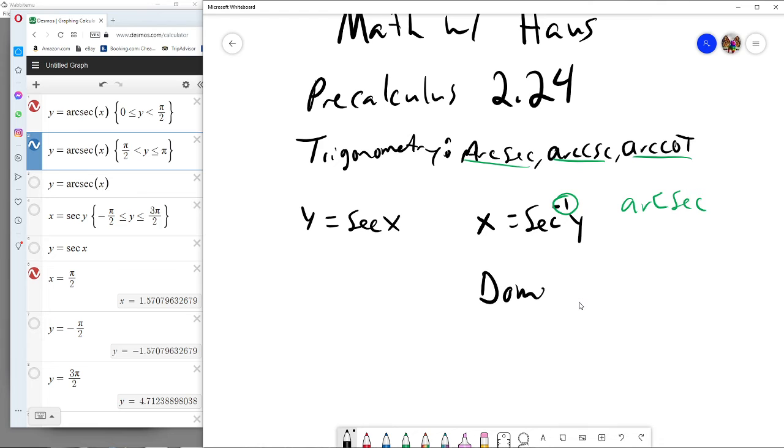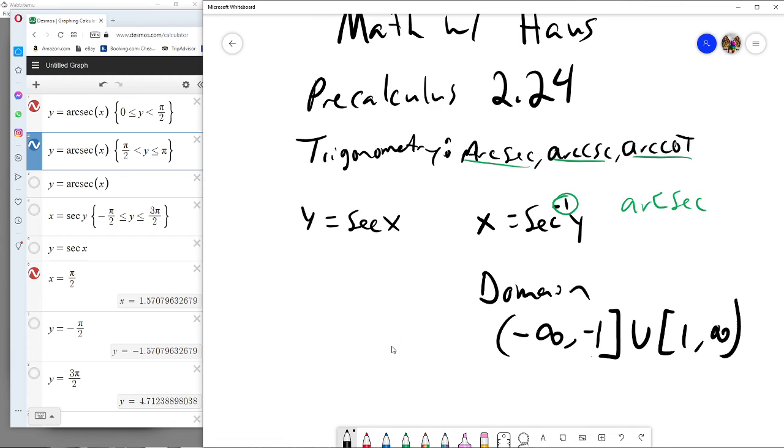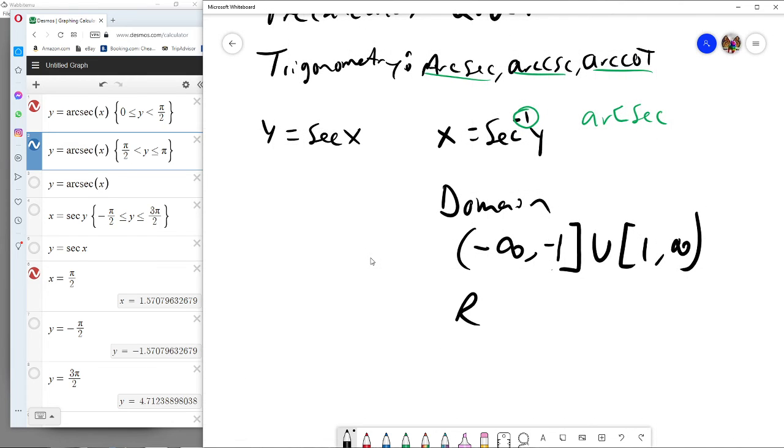So we have a domain. We'll write it in interval notation. From negative infinity to negative 1, union with 1 to infinity. And the range is going to be from 0, we want a square bracket, to pi over 2, union with pi over 2 to pi.